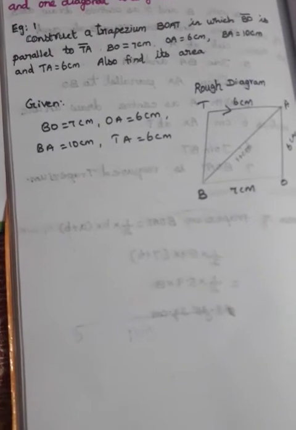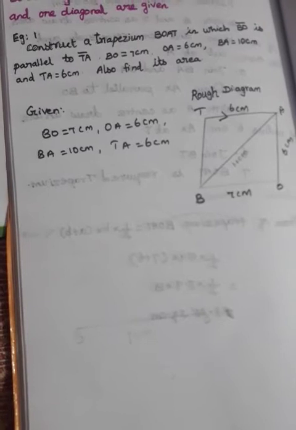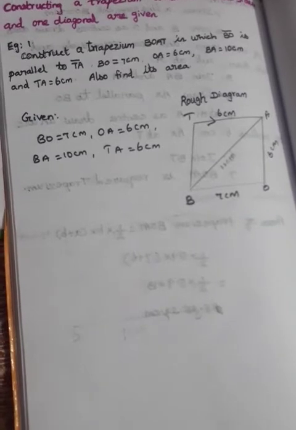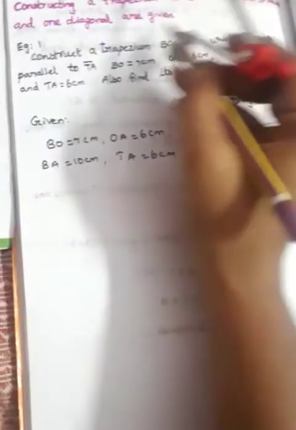Already we studied about quadrilaterals. Now we are going to learn trapezium. Constructing a trapezium when its three sides and one diagonal are given. Three sides and one diagonal are given.